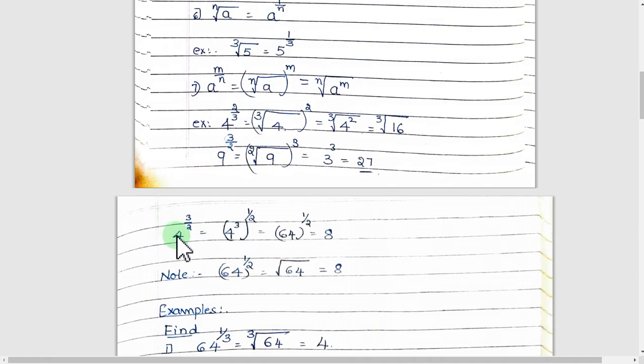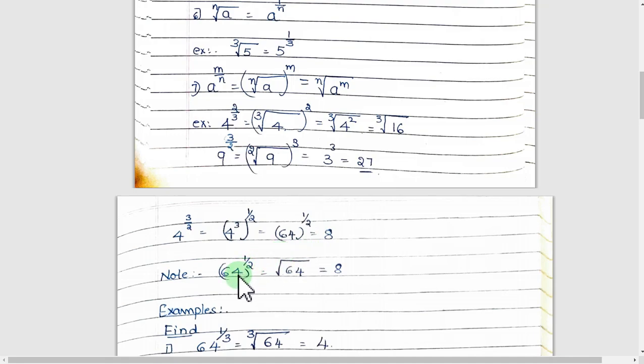Same, one more example. 4 to the power of 3 by 2, we can write that as 4 cube whole to the power of half. This is another way of writing it. 4 cube is 4 multiplied 3 times, so the value is 64. 64 to the power of half actually means the square root of 64. Square root of 64 is 8.